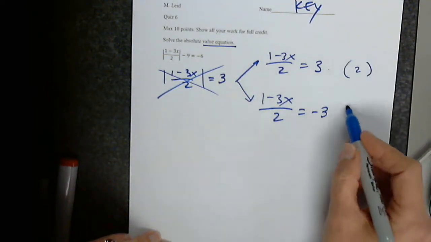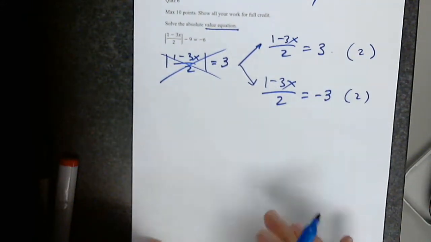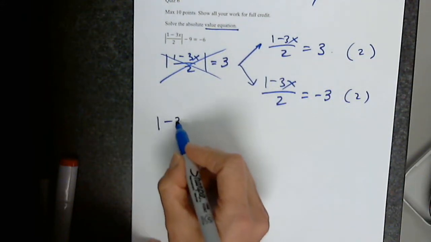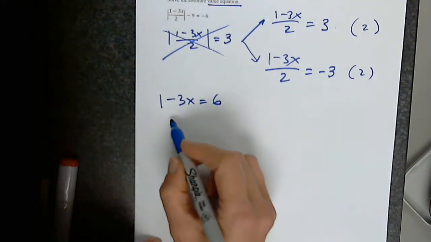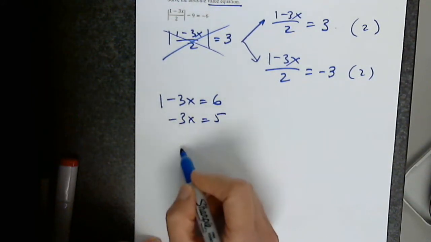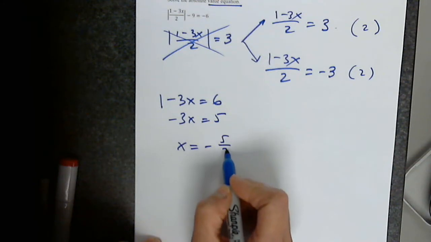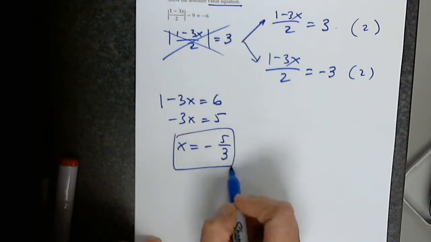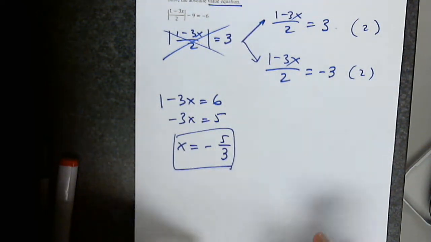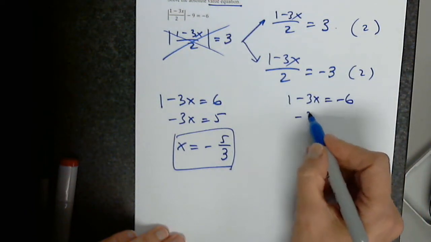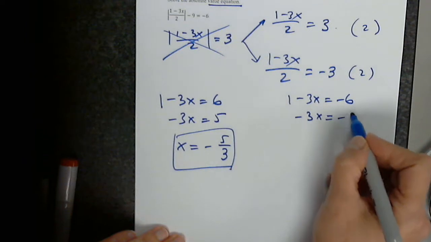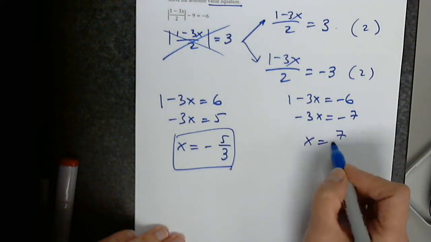Then how do I solve the first one? Multiplying both sides by 2, and then the other one. So when I multiply both sides by 2, I get 1 minus 3x equals 6. I subtract 1, and I get that x equals negative 5/3. And that's the first possibility. The second possibility is 1 minus 3x equals negative 6, or negative 3x, I move 1, equals negative 7 and x equals 7/3.